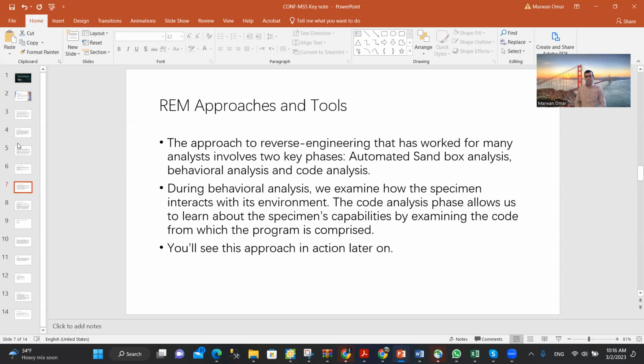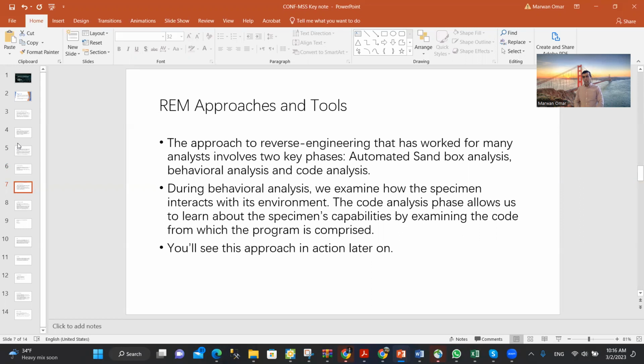REM approaches and tools. What approaches do we take for analyzing malware and what tools? Something to note here is that we do not try to analyze malware with our brains, with our minds. We try to take advantage of the tools and the applications that are available to us. Many of them are free, some of them are not. There are numerous tools out there that we can utilize to help us do the legwork or the grunt work or the heavy lifting, so to speak, for us.